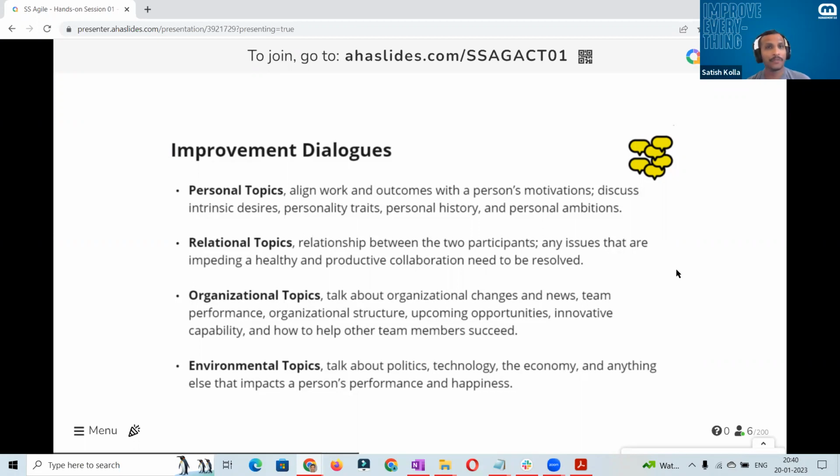Okay, so for today's conversation, we will be going to the personal topics because the remaining are not specifically related to our context. You can still go ahead and make use of them in your own organization. But for today's session, we will be making use of the personal topics as a simulation as well as hands-on practice. Any questions till now? Are we good?